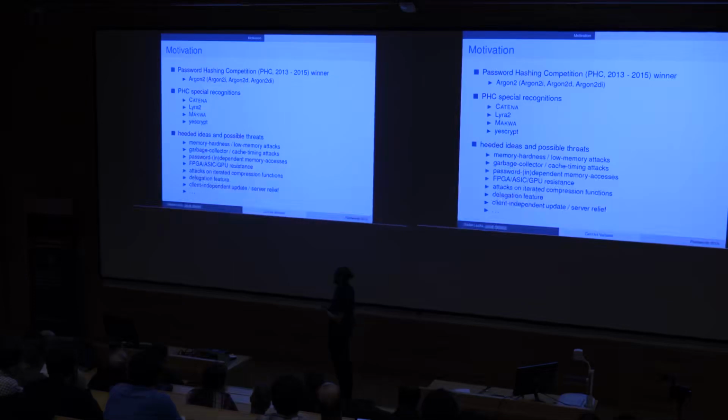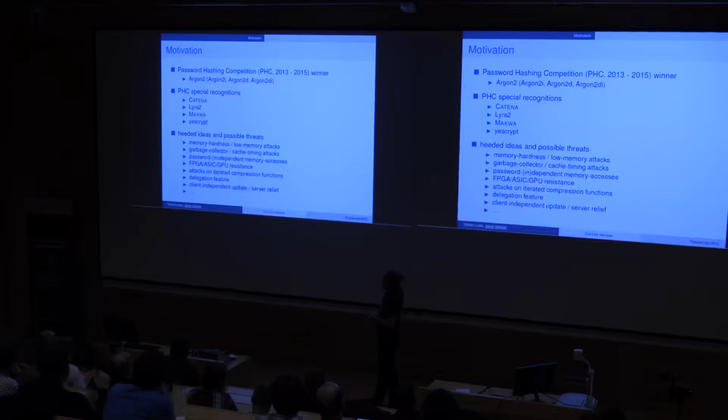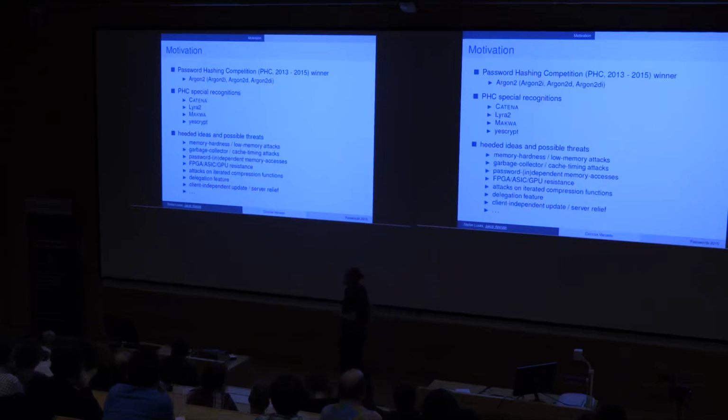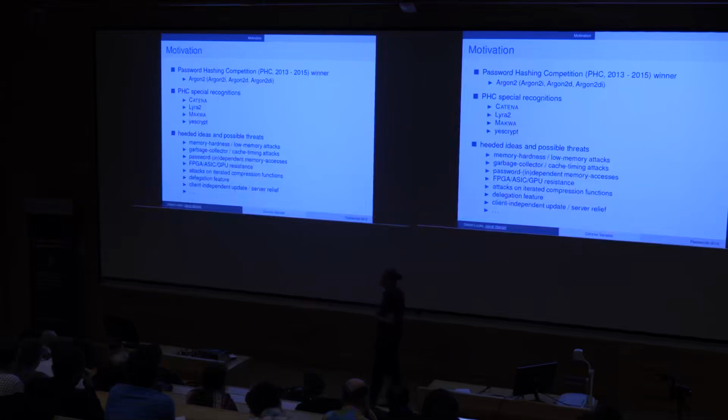Then Khovratovich and his colleagues came up with attacks on iterated compression functions, which depend highly on the hash function you deploy as a basic primitive in your password hashing scheme. Then there was a neat delegation feature of the password scheme Makwa, which was based on asymmetric cryptography. And then 2 major properties: client-independent update, which allows updating the password hash without any interaction of the client, so you do not have to type the password itself, which is quite neat if you have inactive user accounts. Some years ago we found out that Facebook has about 70% of their accounts inactive. So you can still update the passwords without interaction.